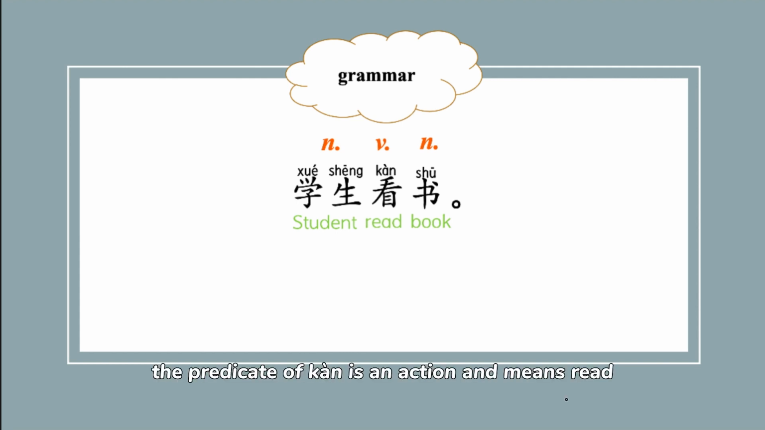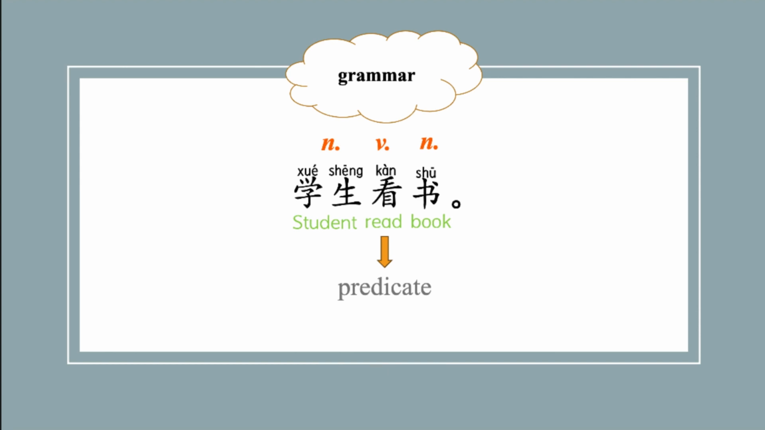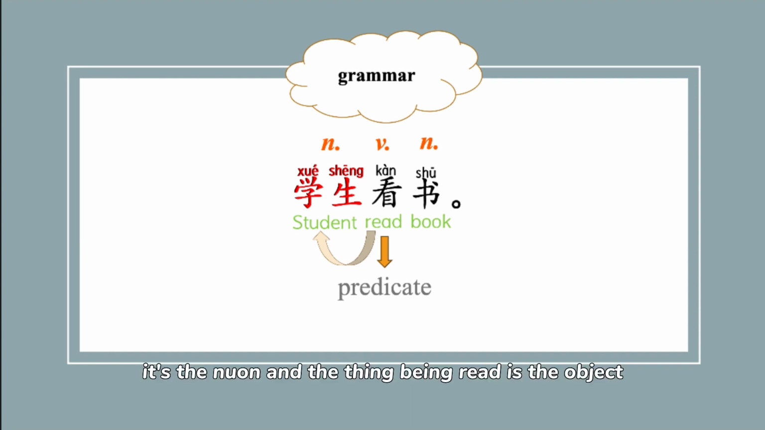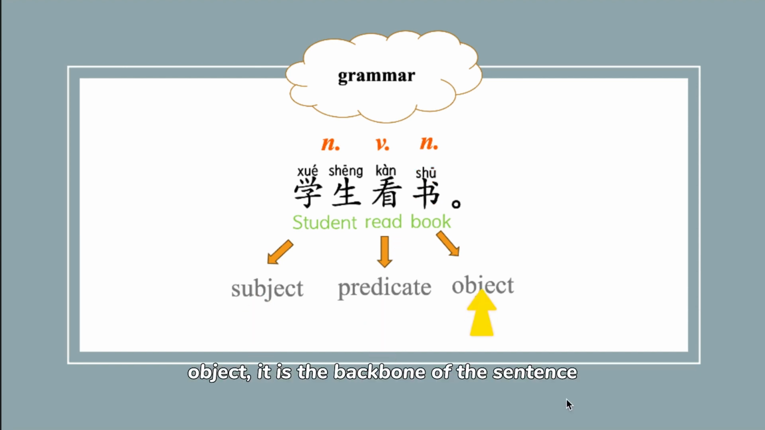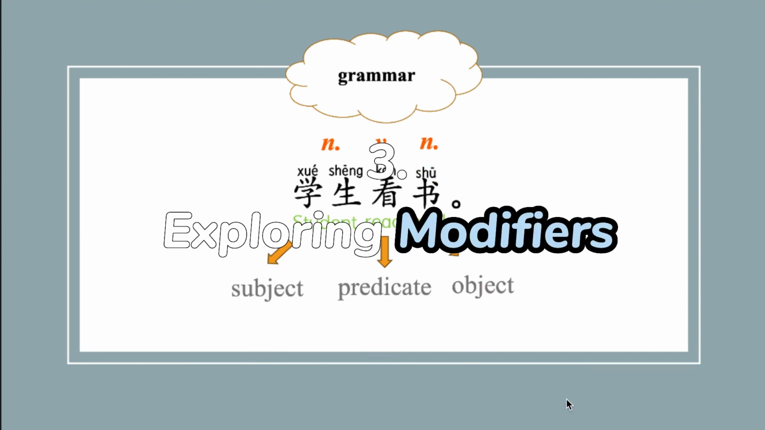The predicate 看 is an action. It means read, so it is a verb. The one performing the action is the subject, 学生。学生 student is a noun. And the thing being read is the object, 书 book. So the structure is subject, predicate, object. It's the backbone of the sentence.